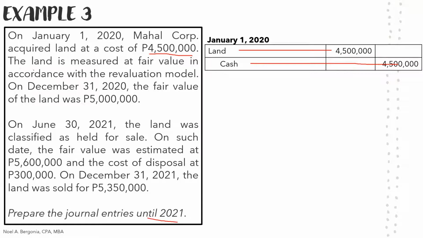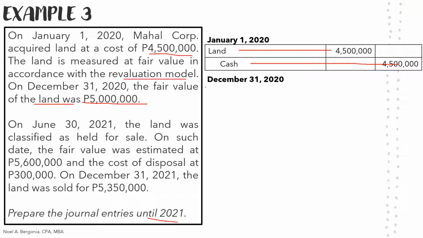Okay, to continue, the land is measured at fair value in accordance with the revaluation model. So nag-revaluation model pala si Mahal Corporation with regards to land. Then on December 31, 2020, the fair value of the land was 5 million. So hindi pa naman kinaklassified as held for sale, so we can still revalue it muna on December 31, 2020.